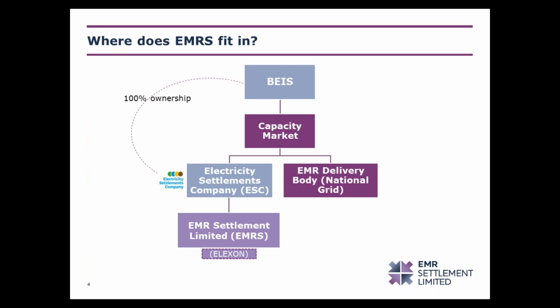So first of all, briefly, where does EMRS fit in? At the very top, we've got BASE, which was formerly known as DEC. They set the policy for the capacity market and wrote the regulations. They set up a company known as Electricity Settlements Company, abbreviated to ESC in these slides. So they have 100% ownership of that organisation.